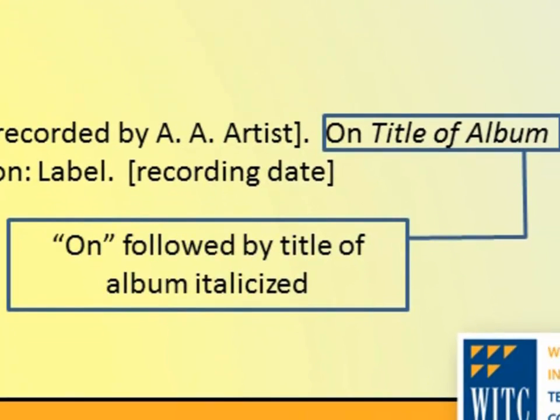Following that, you have to have the album where the song can be found on. Now, I know songs can be found on multiple albums, but you just want to use the name of the album that you got the song from. And the name of the album has to be italicized.